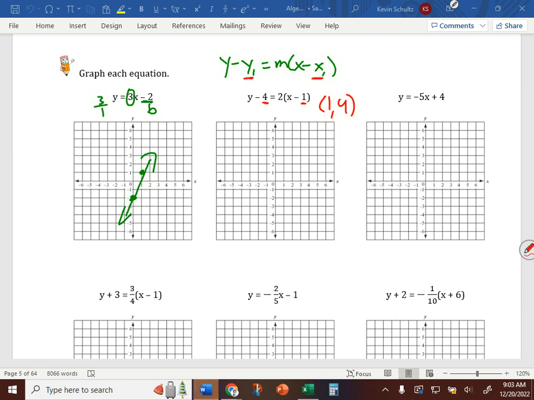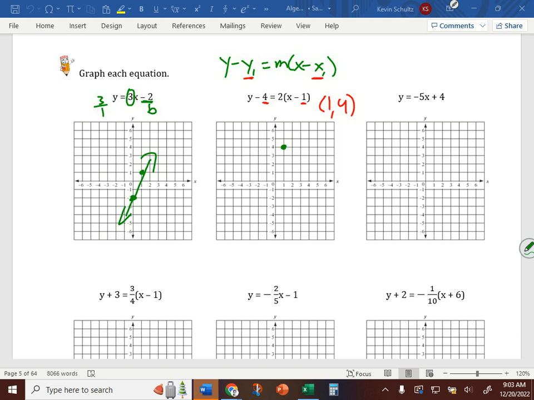Okay? That's where it gets a little bit confusing, right? Just like, wait, it's the opposite? Yes, it's the opposite. The sign that you see in the formula is the opposite of what the value is in the ordered pair. Okay? So we're going to plot that point (1, 4). Again, it's not on the y-axis, but that's okay.